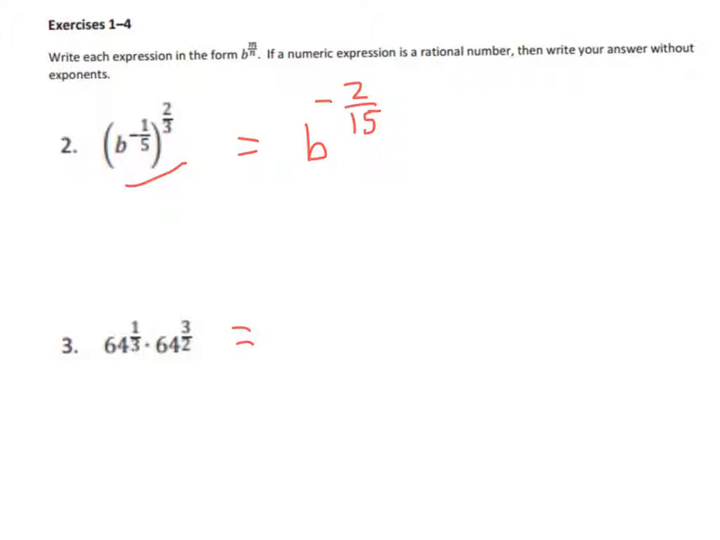All right, now number 3, same base of 64. So add the exponents. They do not have common denominators, so I've got 64 to the 1/3 times 64 raised to the 1/2. The first common denominator of 3 and 2 is 6, so change it to 6. Once again, how do I go from 3 to 6? Times 2, so this turns into 2/6.